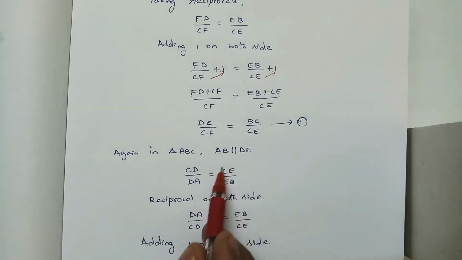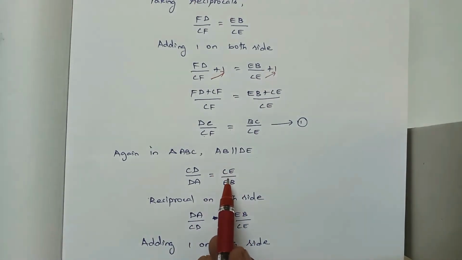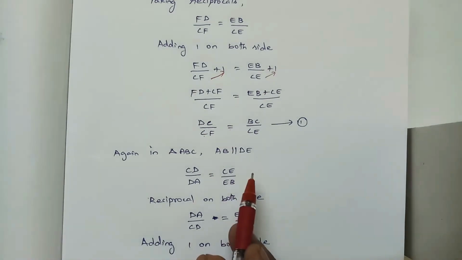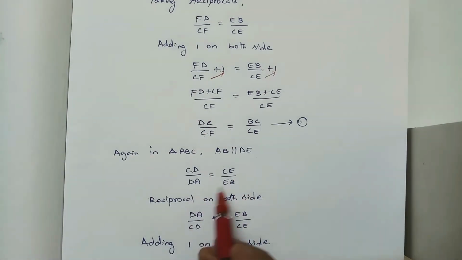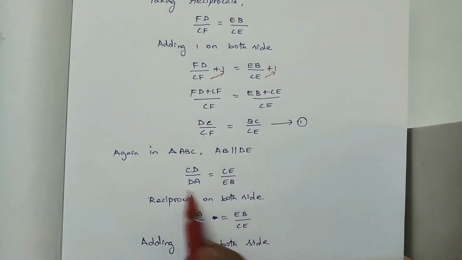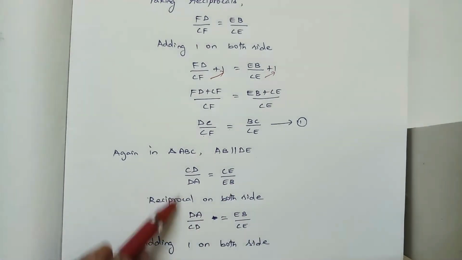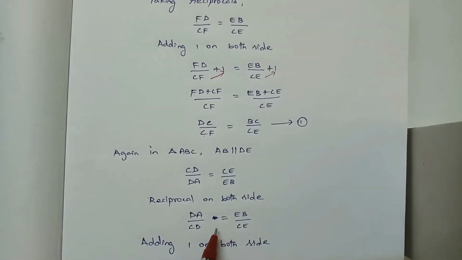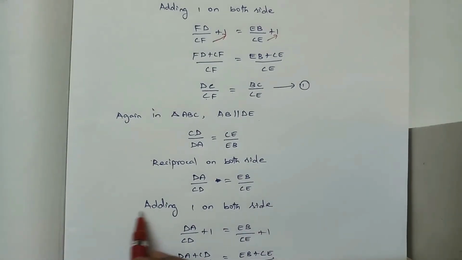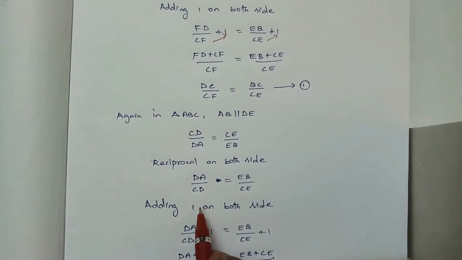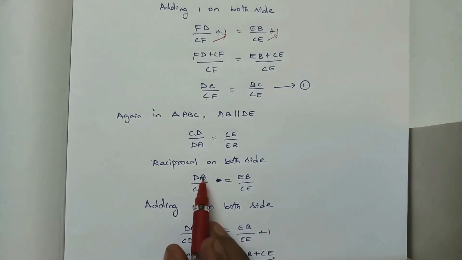We want to keep CE alone, in the denominator. So I am taking the reciprocal on both sides. DA by CD is equal to EB by CE. Once again, adding one on both sides. Why am I adding one? We want to convert a part into the whole. That is DA by CD plus 1 is equal to EB by CE plus 1.